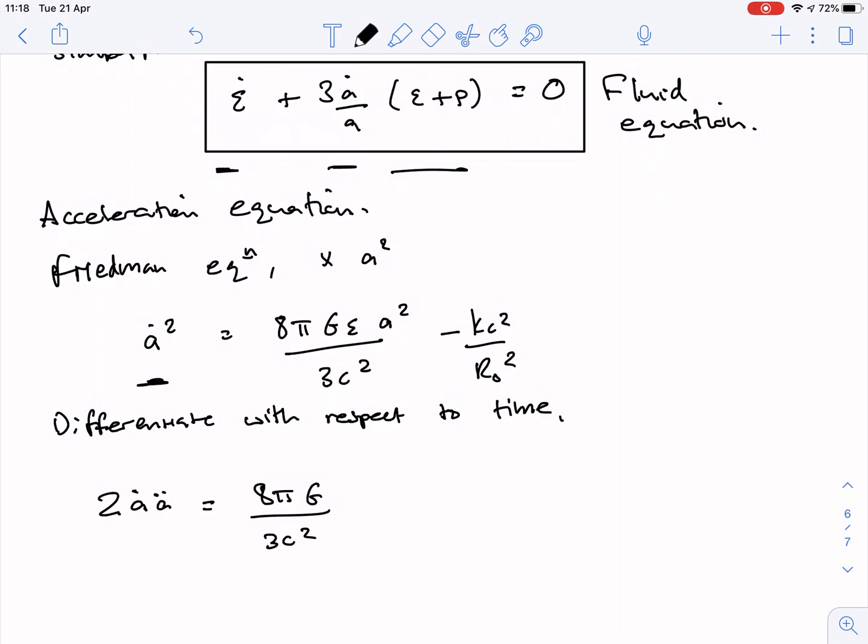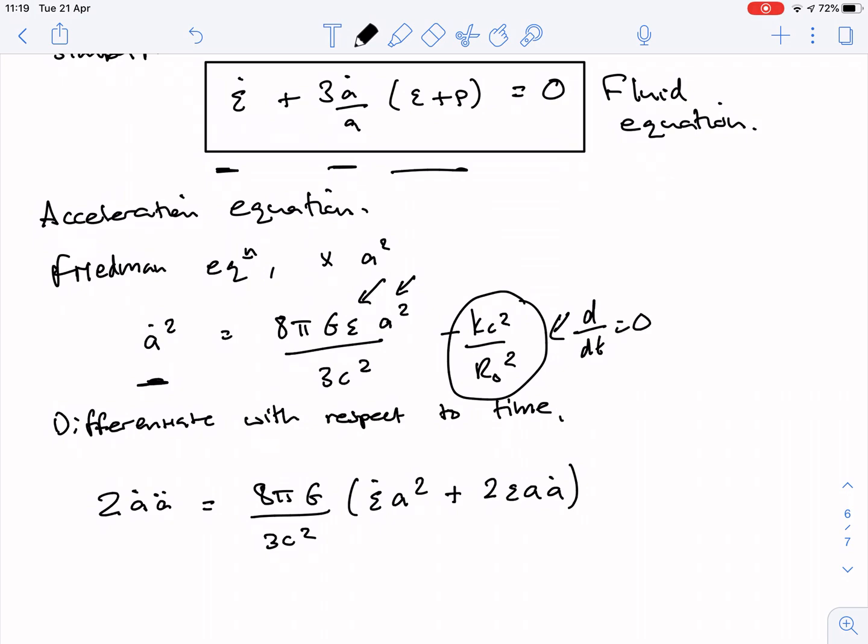And I need to bear in mind here that in this first term, I have two things which are potentially a function of time. So I have an energy and a scale factor, both of which are functions of time. So I need to differentiate both of those. To get this. And this second term, well, as we saw earlier, if the universe is flat, it's flat forever. If it's positively curved, it's positively curved forever. If it's negatively curved, it's negatively curved forever. So the d by dt of that term is equal to 0. So I'm only worrying about this one.